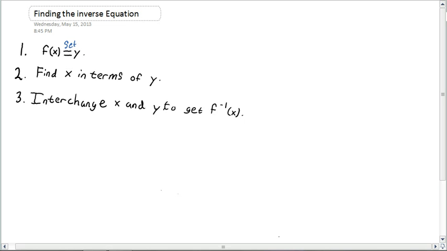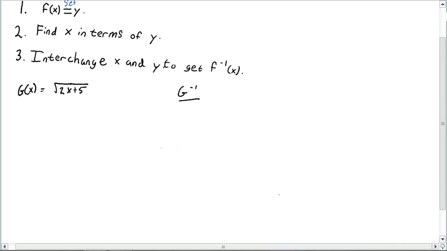The third step is to interchange x and y to get f inverse. And that is the entire process. Very plain, very simple. So let's try an example. Let's say we have a function g of x equal to the square root of 2x plus 5. That is our equation, and we want to find what g inverse is. This is what we want to find.